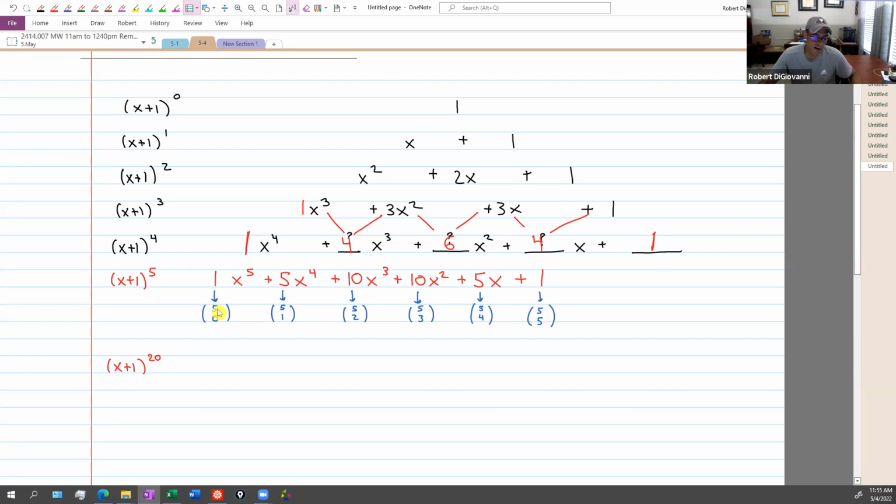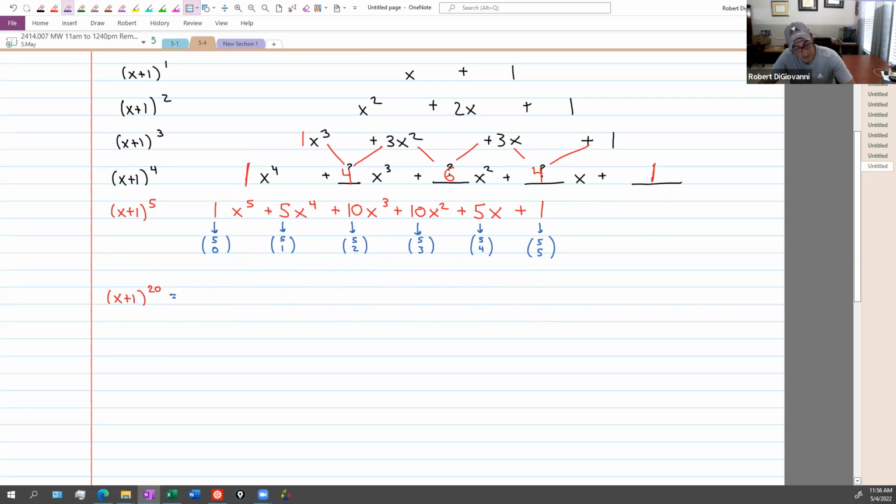Right? If I give you 5 objects and tell you to take none of them, there's only one way to do that. You take nothing. If I give you 5 objects and I tell you to take one of them, there's 5 different ways you could do that, right? If I give you 5 objects, tell you to take 2, there's 10 ways you could do that. We actually did that by hand. 5 objects, take 3, there's 10 ways to do that. 5 objects, take 4, there's 5 ways to do that. 5 objects, take 5, there's only 1 way to do that.